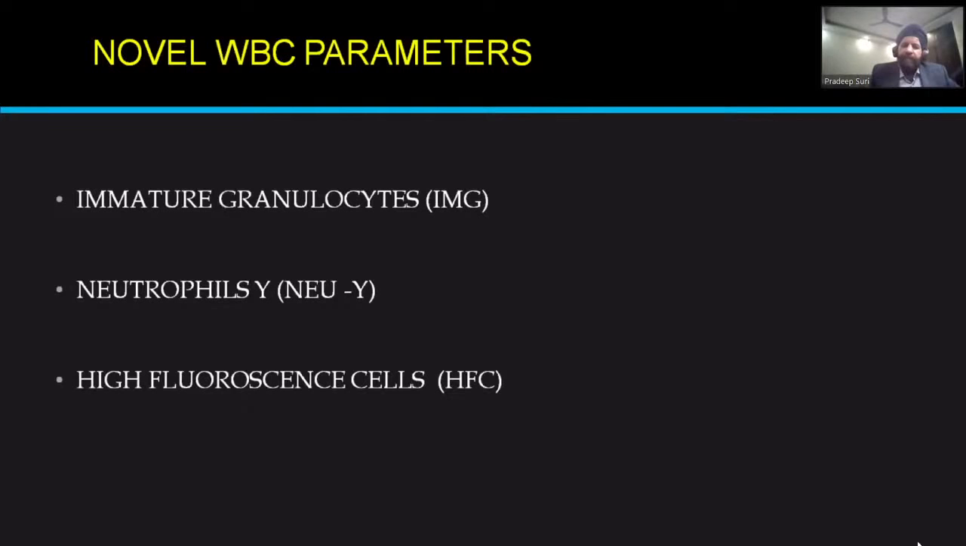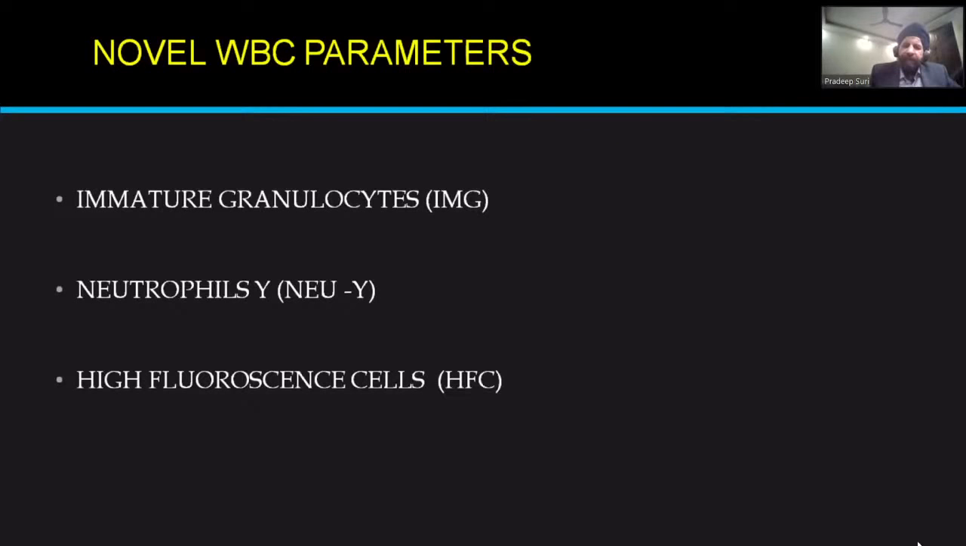First is the immature granulocytes, or what they call the IMG. This is nothing but a numerical representation of what we call in the peripheral smear the shift to left. So the higher the IMG value, we have a biological reference interval for it also, the more is the shift to left. The second is the neutrophil Y, or the new Y.